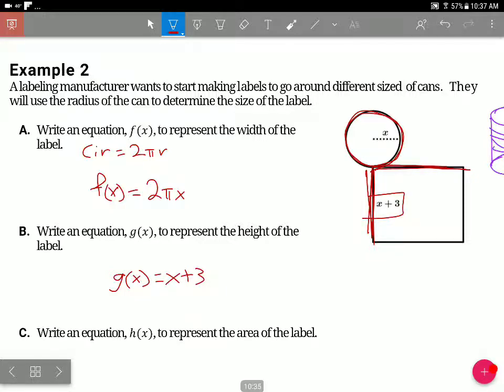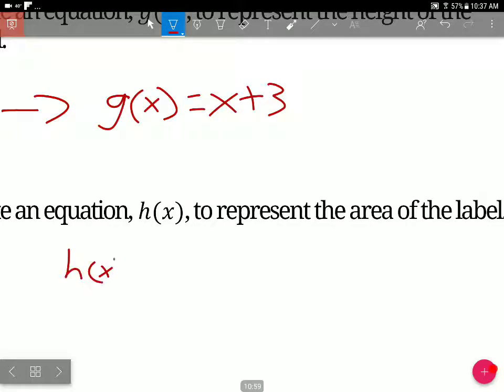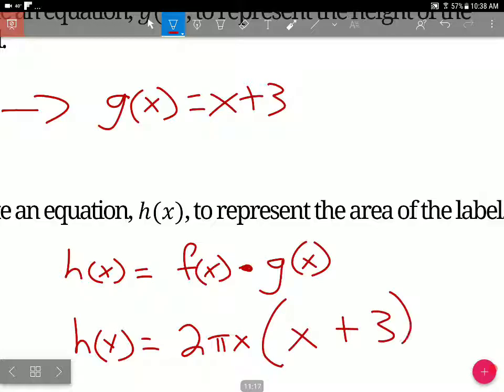All right? Last but not least, it says write an equation h of x to represent the area of the label. Well, what shape is the area? Square or rectangle. It's a quadrilateral if you want to be specific. How do you find the area of that? Multiply length times width. So multiply your length and your width. So h of x equals, well, one of them times, not minus, times the other. So we've got 2 pi x times x plus 3.